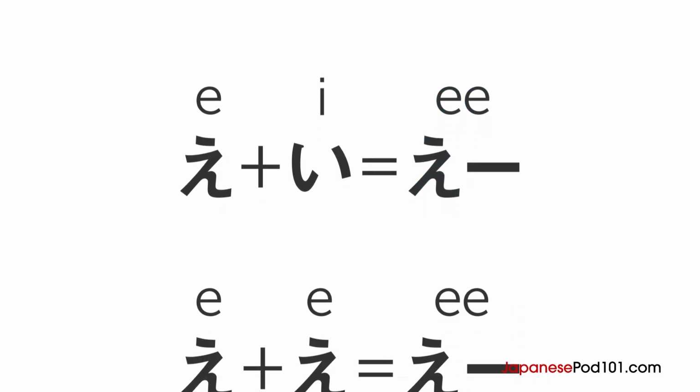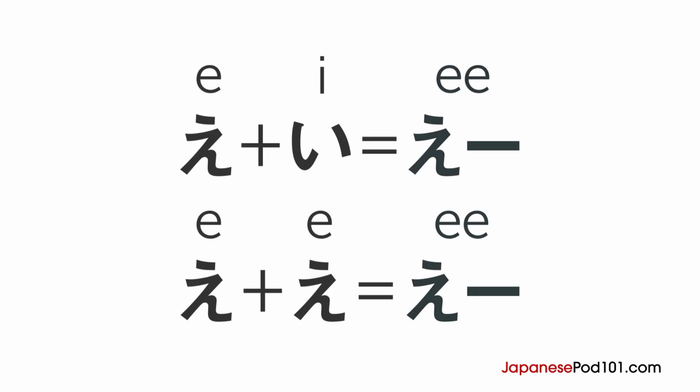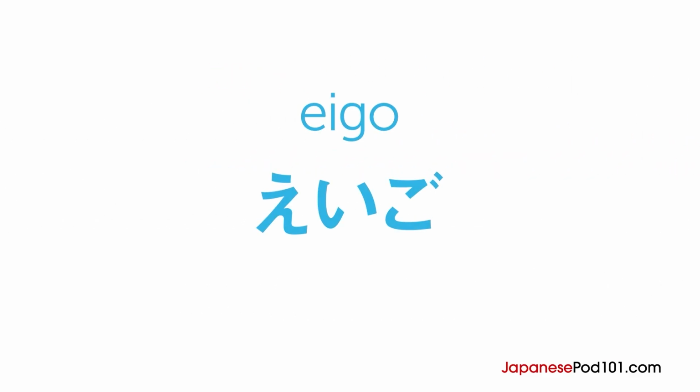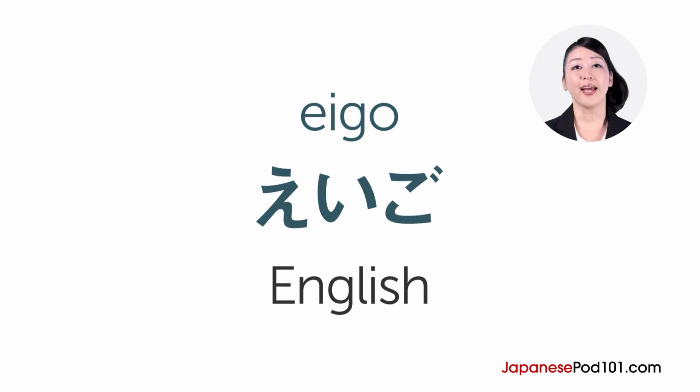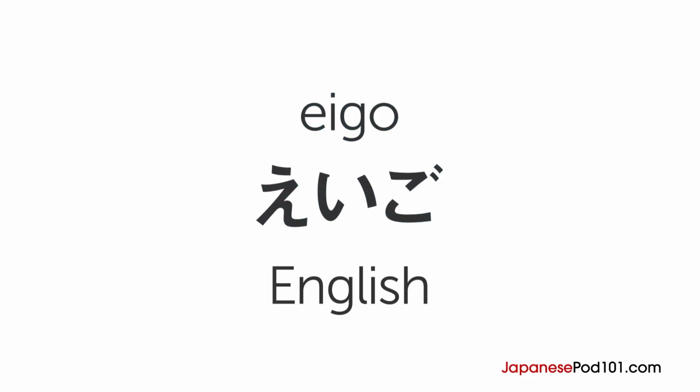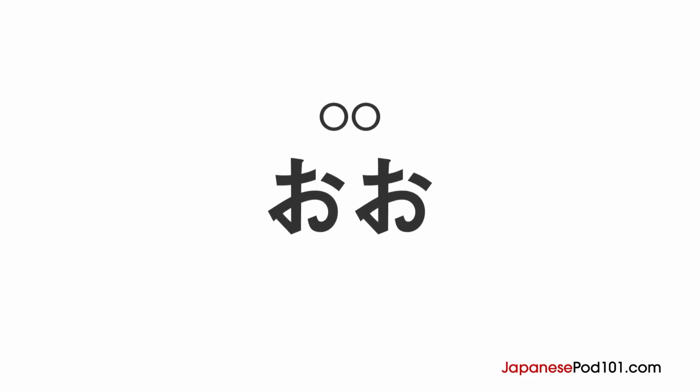To recap, there are two combinations to make a long vowel e, which are two e sounds, and e and i. So, can you read this? 英語, English. The part of 'ei' is pronounced as e. Repeat after me. 英語.